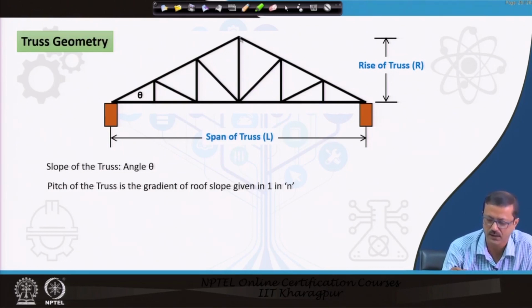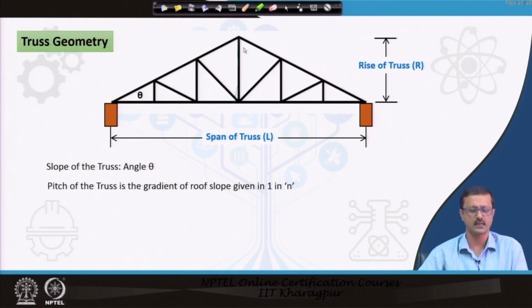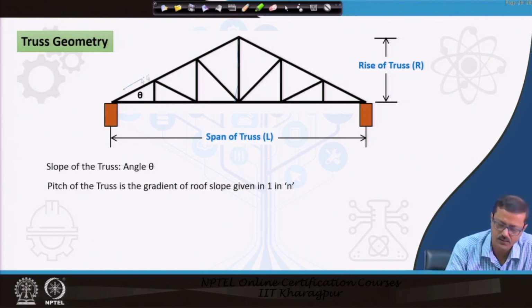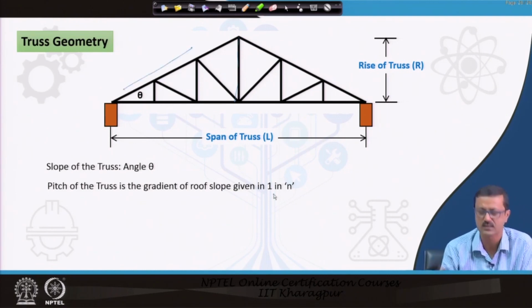So, we can also find out this angle from the geometry, because if I know this is R and this is L by 2, I can know this particular angle. Also, the pitched truss has a gradient, and this gradient I can also find out as 1 in n. So, 1 in some number.